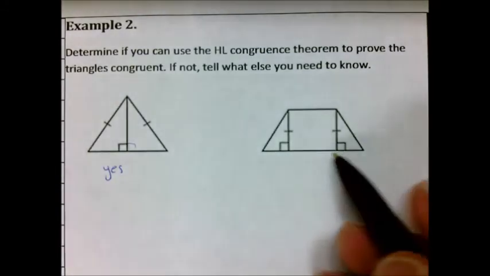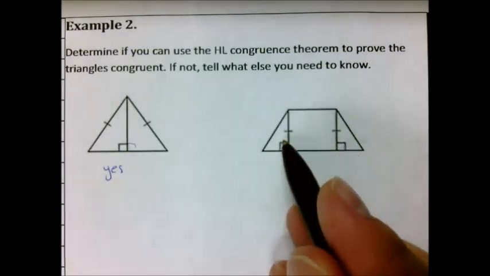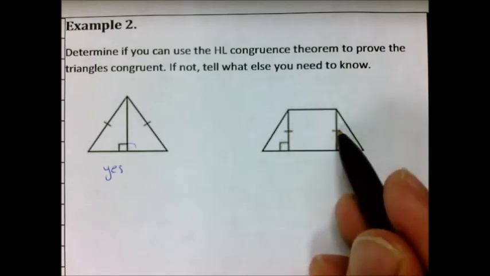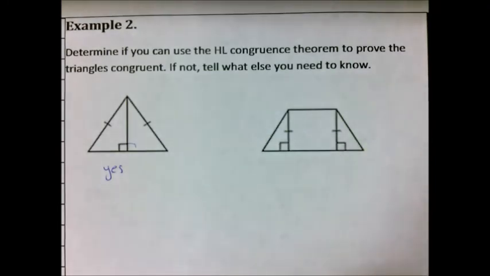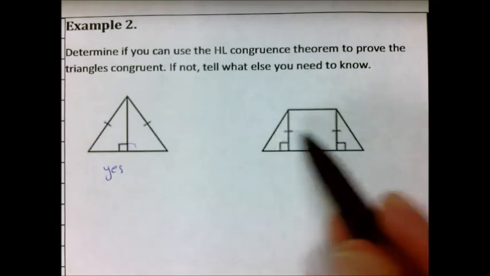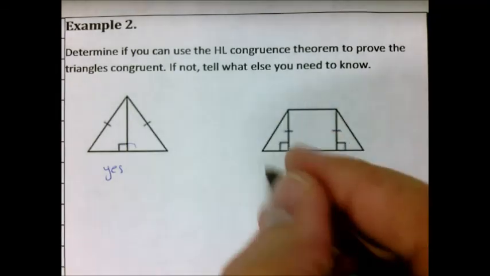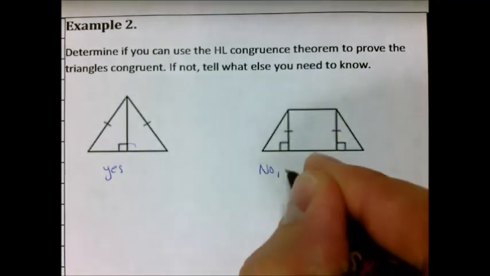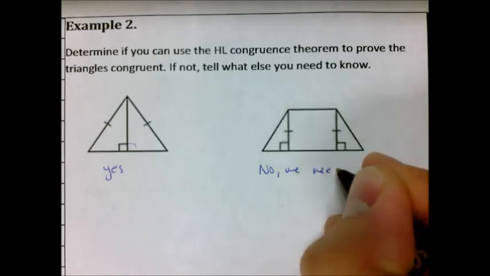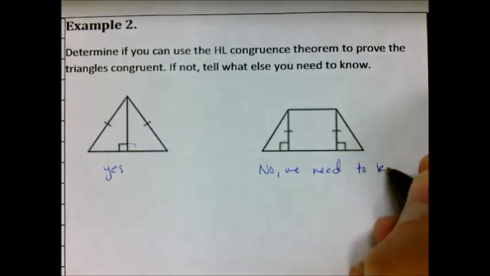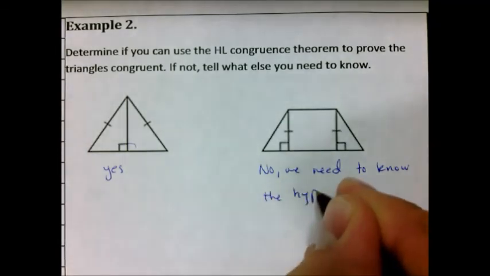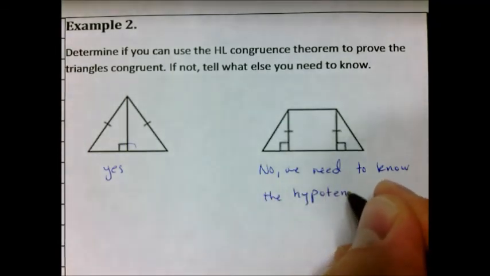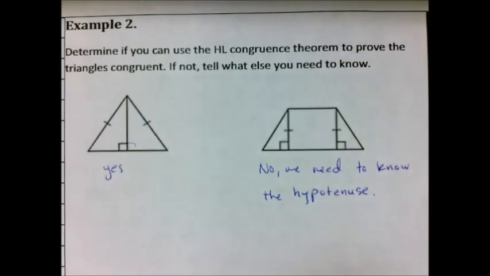Now, this second triangle over here, we see, okay, we've got the right angle. We've got a shared leg, corresponding legs, but we do not know that the hypotenuse is the same distance. Okay, we do not know anything about this hypotenuse. Therefore, no, we need to know the hypotenuse.